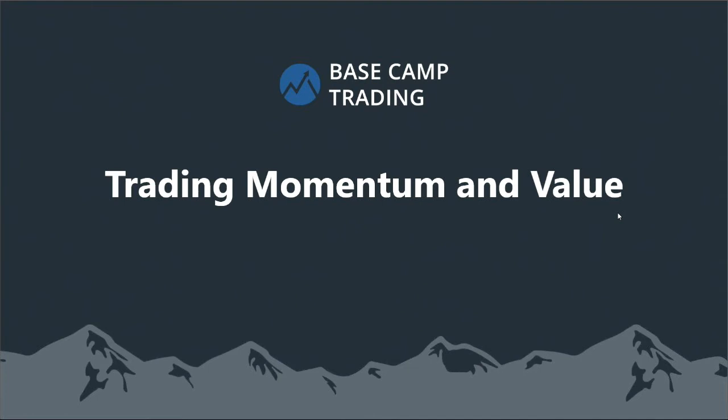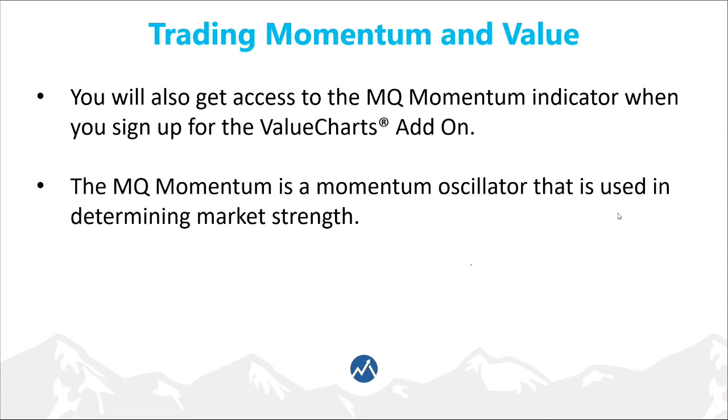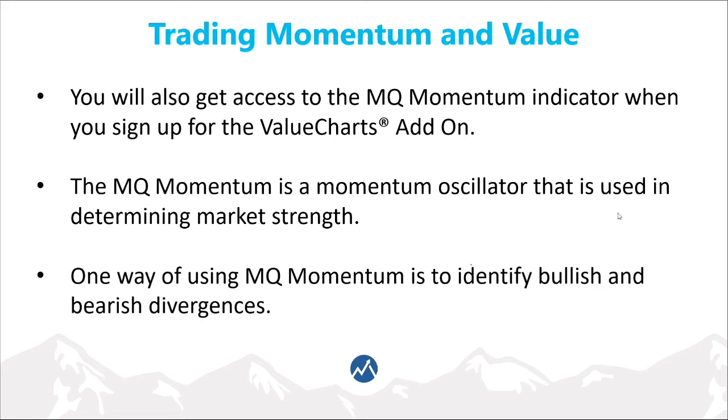So let's talk about trading momentum and value, because like I mentioned a minute ago, I'll explain what the MQ momentum indicator is and how it works. One of the other things you're going to get access to with the value charts indicator suite is the MQ momentum indicator, which is a momentum oscillator, and it's used in determining market strength, or how much power or force is behind a move. One way of using it is to identify bullish and bearish divergences.